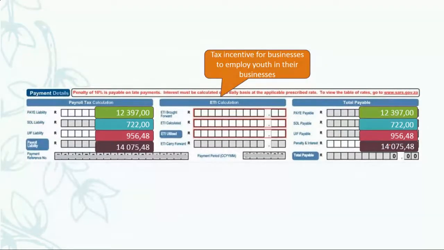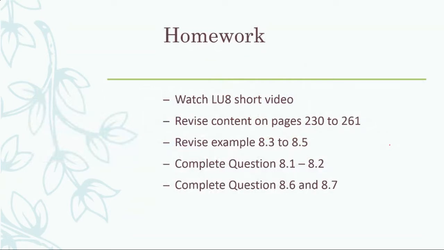Okay, it's not very difficult. You just need to know how to calculate the amounts. Okay, so what I want you to do for homework is go revise the content that we discussed today. I want you to work through examples 8.3 to 8.5. It's similar to question 3.3 to 3.5. Then complete questions 8.1 to 8.2 that we have not discussed, and then work through questions 8.6 and 8.7, which we will discuss tomorrow, which is a wages question. But I want you to work through it.